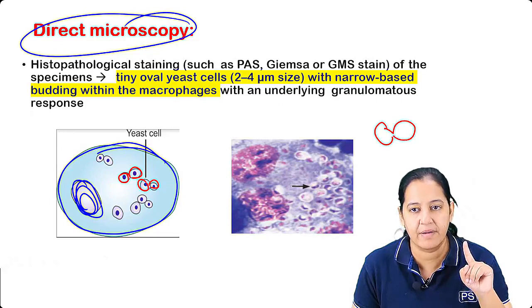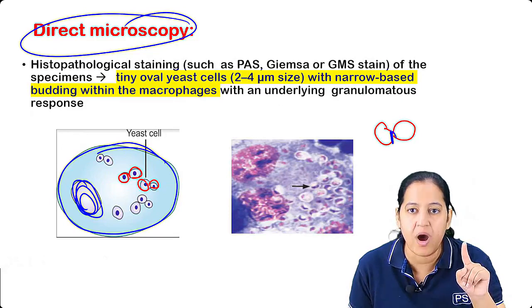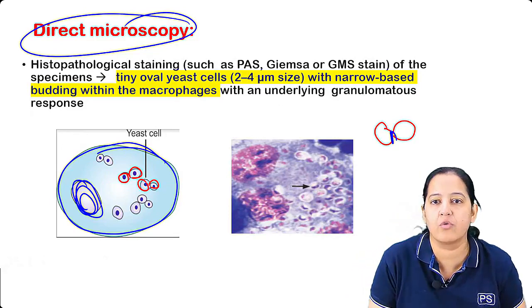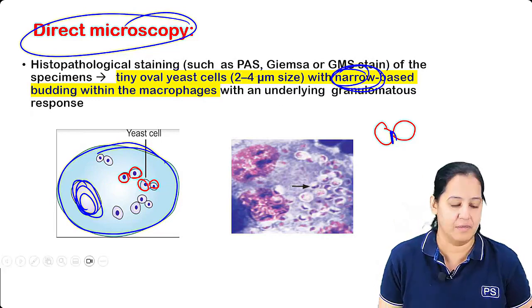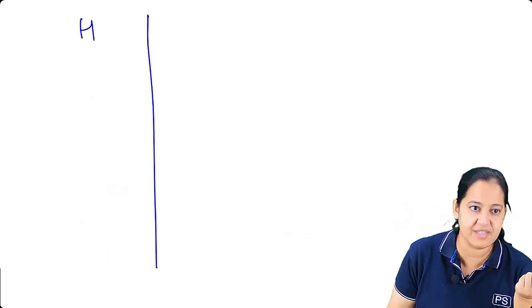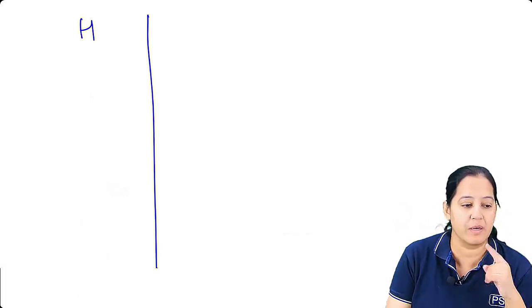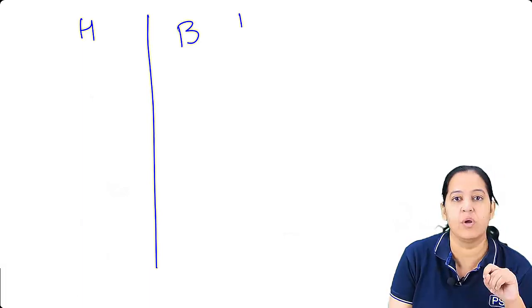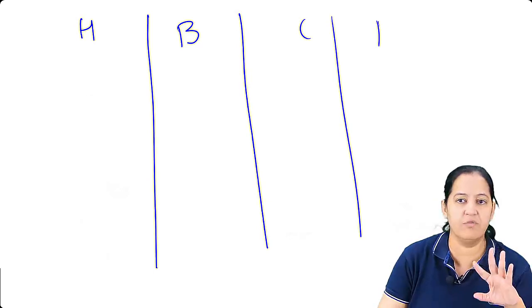It forms a bud. The base of the budding is narrow. Highlight the word narrow. Narrow-based bud. Why am I highlighting the word narrow? The first fungus I'm teaching you is histo. What is the next fungus I'm going to teach you after this? It's blasto. After that, I will teach you coccidio, paracoccidio.